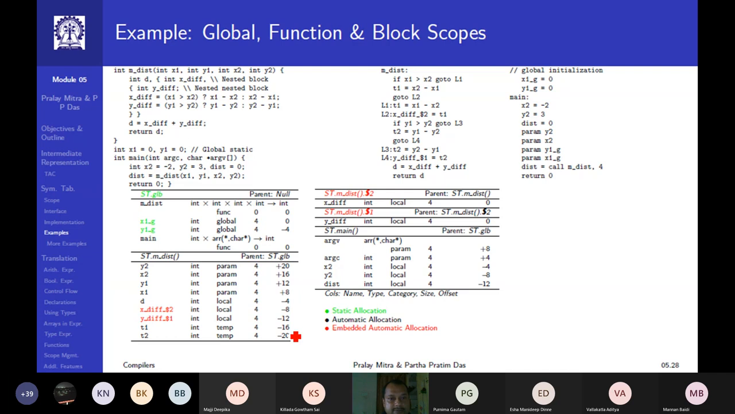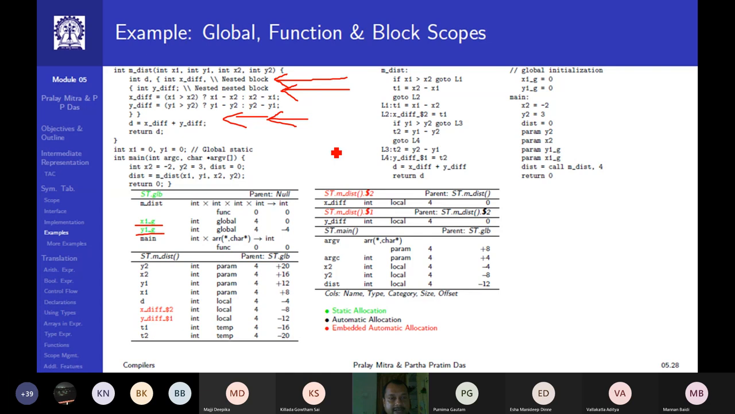In this example, the static allocation x1g and y1g is marked as green. It is done. Now, an additional thing you probably noted here: I gave one brace extra here, and both are closing at this position. As you know, because of the existence of those braces, it will create a separate scope.